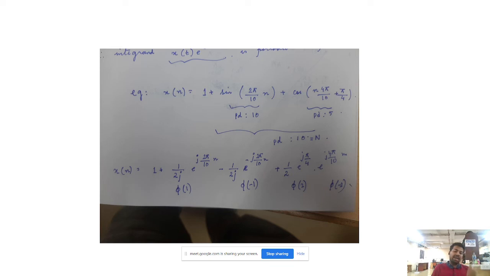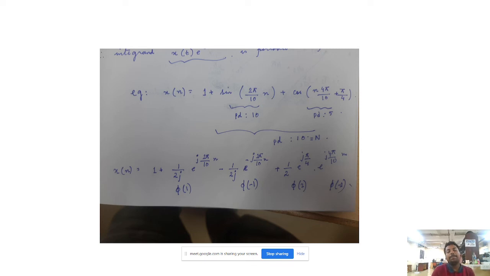So let me take a very simple problem. Let us consider a signal of this form, where x of n is equal to 1 plus sine of (2 pi by 10) n plus cos of (4 pi by 10) n plus pi by 4. Obviously 1 is a DC term, so the DC term doesn't do anything, it just shifts the signal to a particular range.